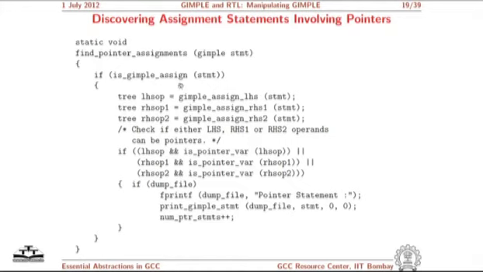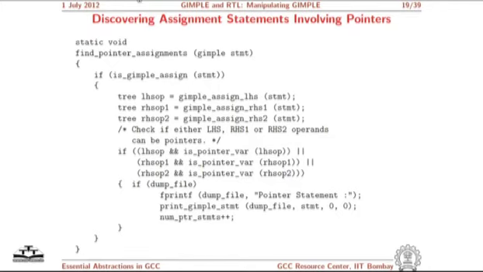This is a standard API that tells you whether a particular GSI statement is an assignment statement or not. You can figure out how it does it. It will extract the RHS code and check whether it is Gimple assign. If yes, it will return true, otherwise it will return false.